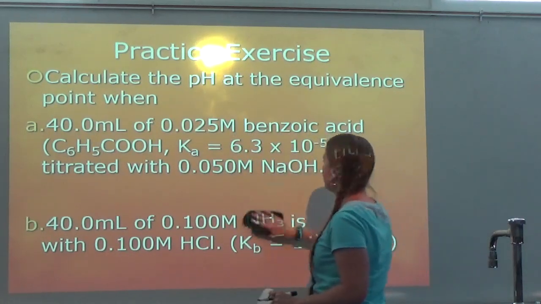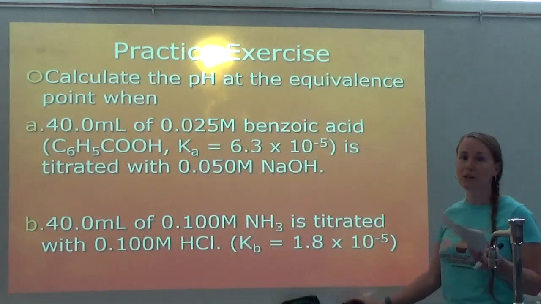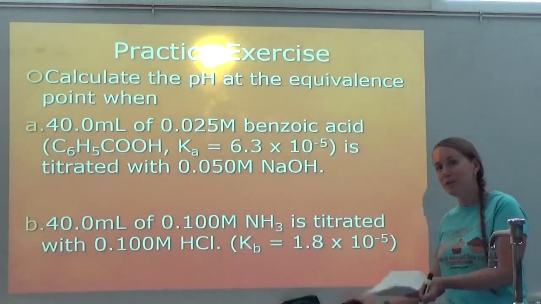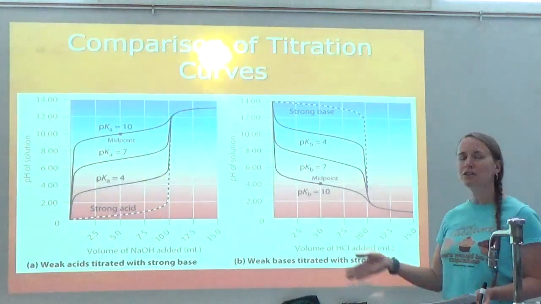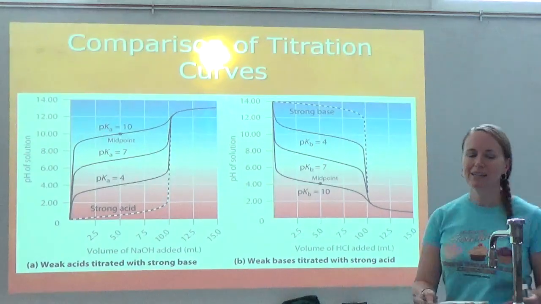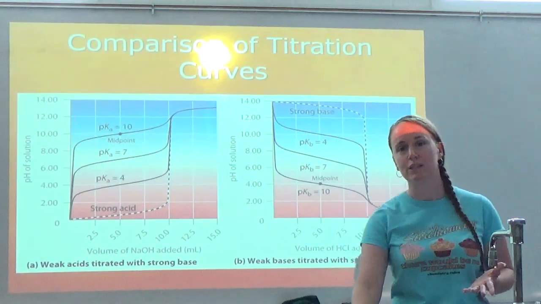And they might ask you, is it going to be greater than or less than 7, but you should be able to predict that based on it's a weak acid, strong base, or a weak base and strong acid. But to have you actually calculate the number like that, I highly doubt that will be on there just because of how long it would take, because the test is, of course, timed.